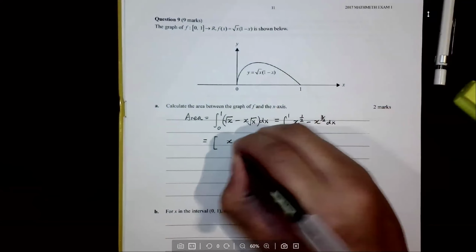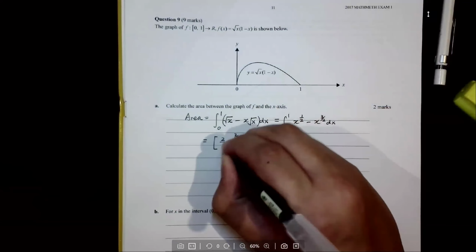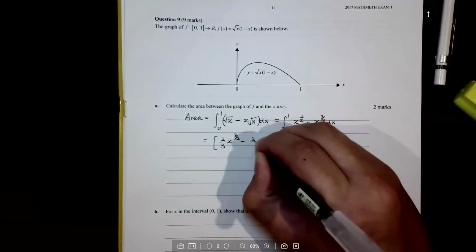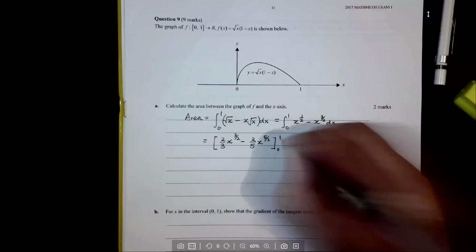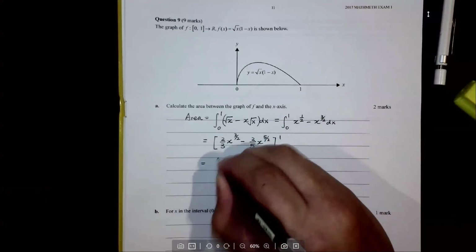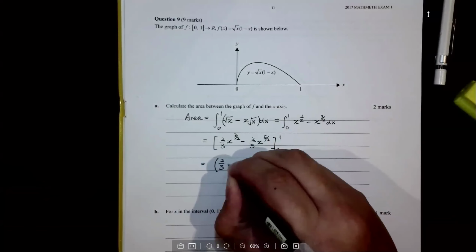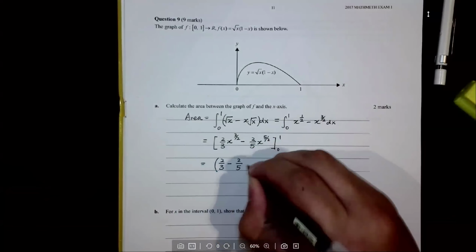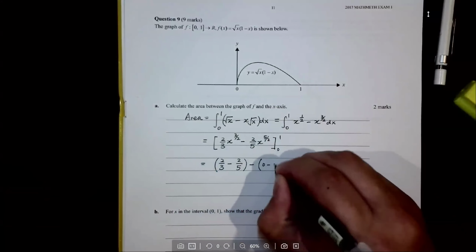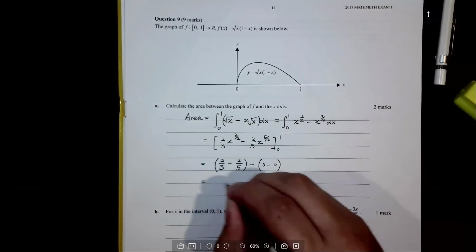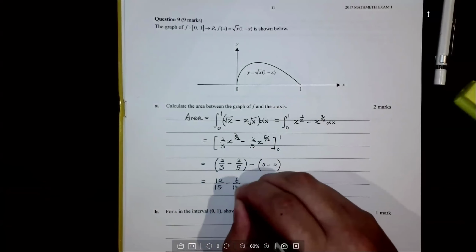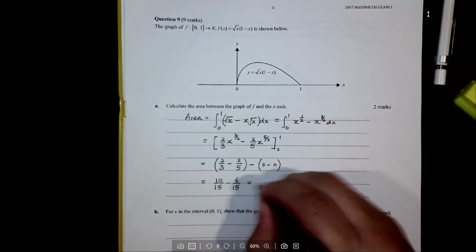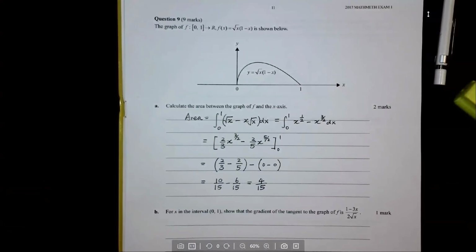So you get x to the power 3 halves, 2 over 3 minus 2 over 5, x to the power 5 halves, from 0 to 1. And you should be able to get 2 over 3 times 1 minus 2 over 5 times 1, subtracting 2 zeros anyway. So you get 10 out of 15 minus 6 out of 15. Put them as equivalent fractions, and you can cancel it down to 4 over 15. So that is the exact answer.